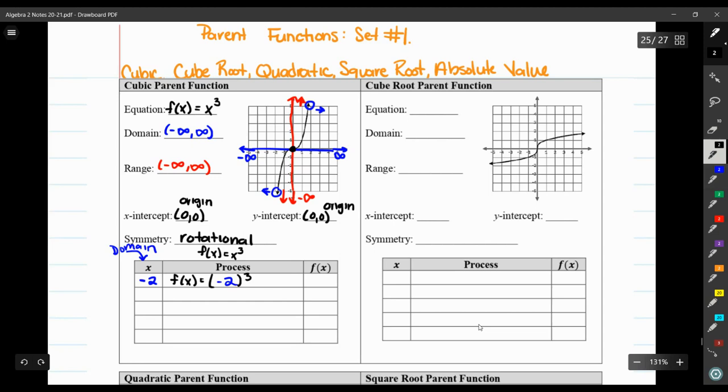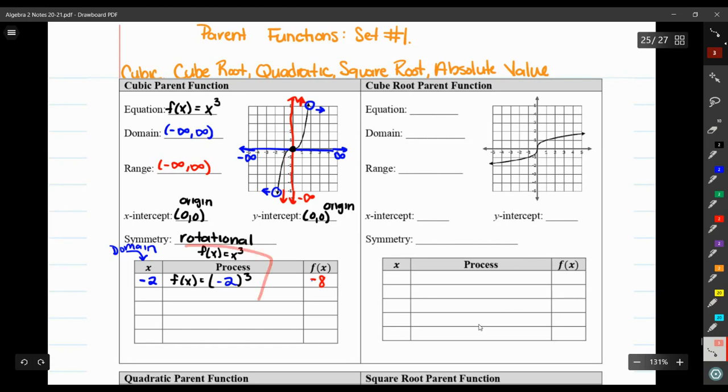So negative 2 to the third power means negative 2 times negative 2 times negative 2. So you're multiplying it by itself 3 times. Negative 2 times negative 2 times negative 2 comes out to be a negative 8. So that is the output that goes with the input of x.